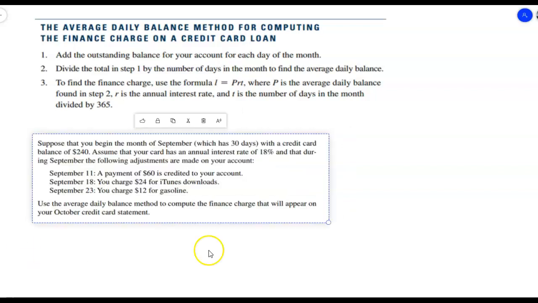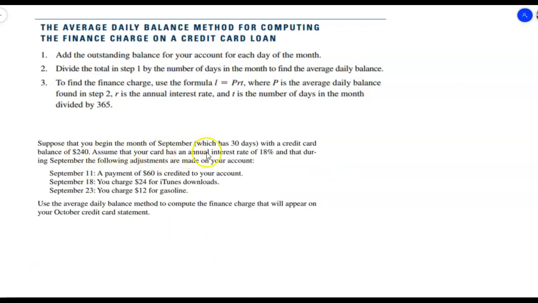Give me 1 second. All right, so it says, suppose that you begin the month of September, which has 30 days, with a credit card balance of $240. Assume that your card has an annual interest rate of 18% and that during September, the following adjustments are made to your account. On September 11th, we make a payment of $60. September 18th, we charge $24 for iTunes downloads. And on September 23rd, you're going to charge $12 for gas.